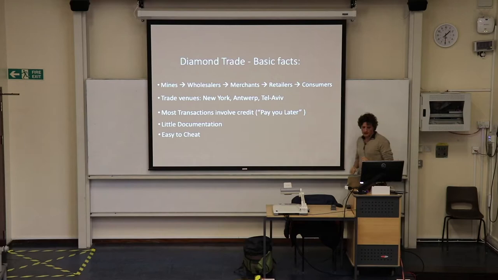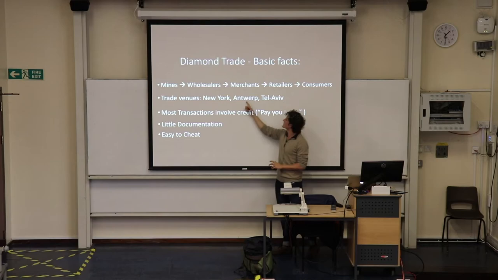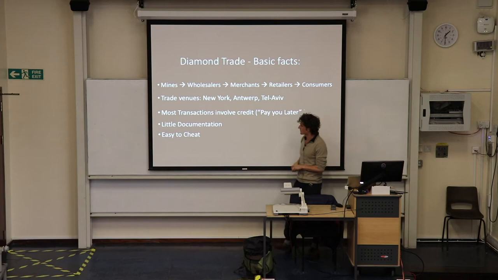Diamonds are mined in Africa and a few other places. They get to wholesalers who then sell them to merchants. Merchants process them and sell them to retailers who sell them to consumers, right? Most diamond sales in the world take place in three cities: Tel Aviv, Antwerp in Belgium, and New York City, with New York being especially prominent for retail sales.